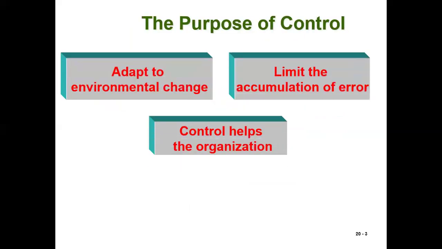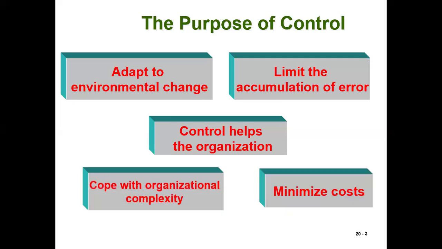Before that, why is controlling required? How does it help the organization's success? Controlling should be done at various levels and in various departments. It helps to minimize the cost. It helps to limit the accumulation of error. It helps to adapt to environmental change. It helps to cope with organizational aims or complexity.